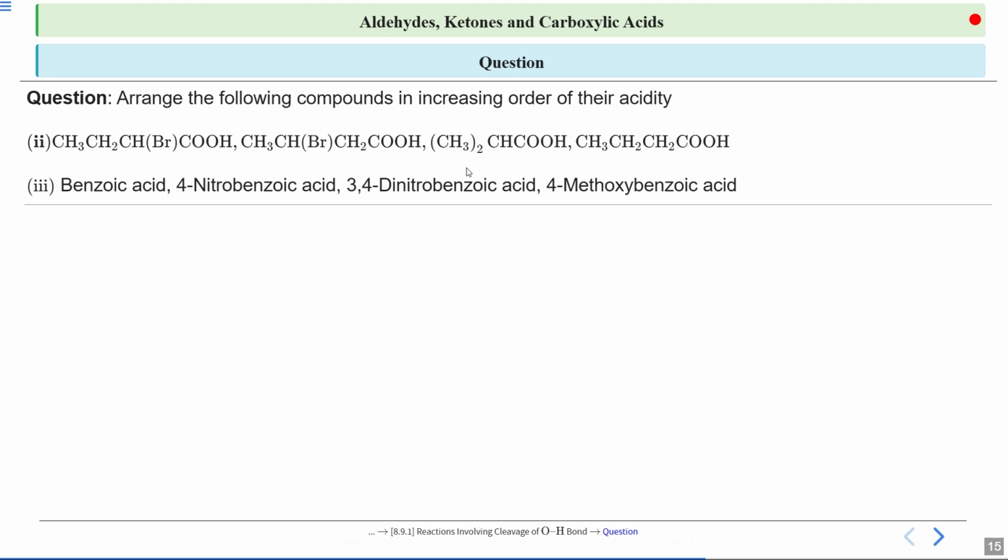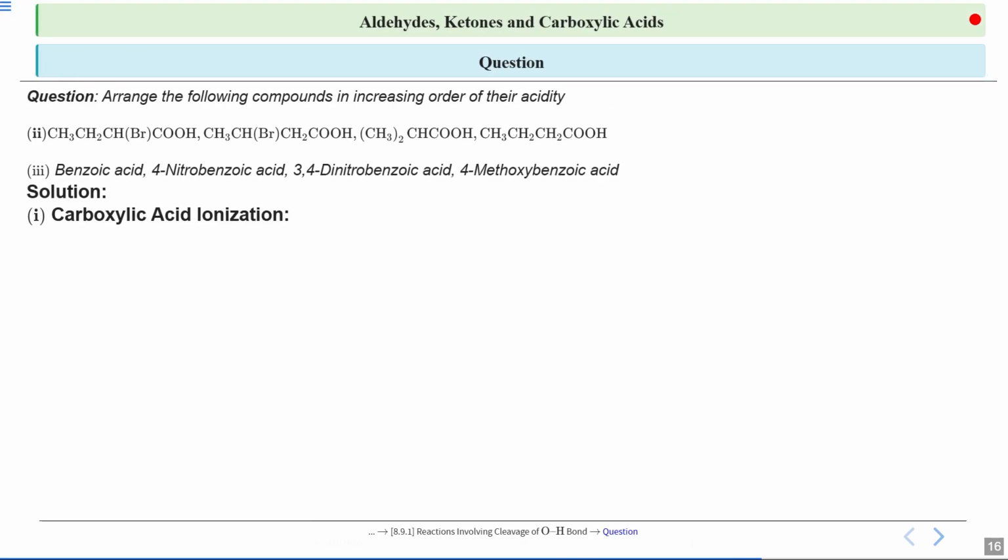Here, two methyl groups are attached to this CH, and here it is simple CH3CH2CH2COOH. Then over here, this is benzoic acid, this is 4-nitrobenzoic acid, this is 3,4-dinitrobenzoic acid, and this is 4-methoxybenzoic acid. So you have to arrange them in the increasing order of their acidity.